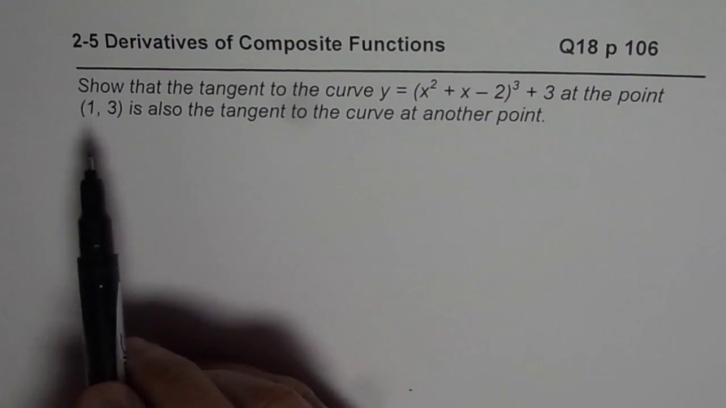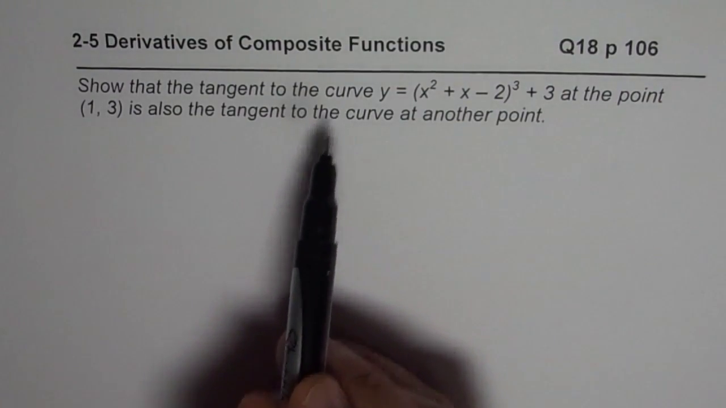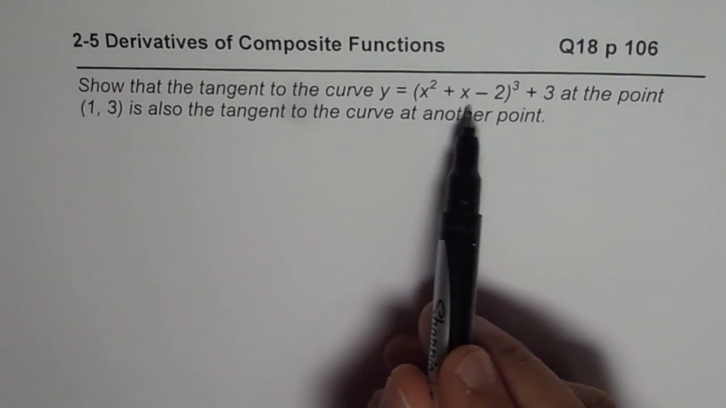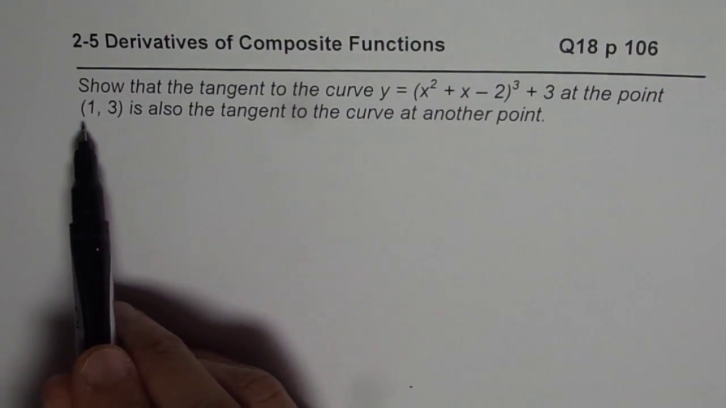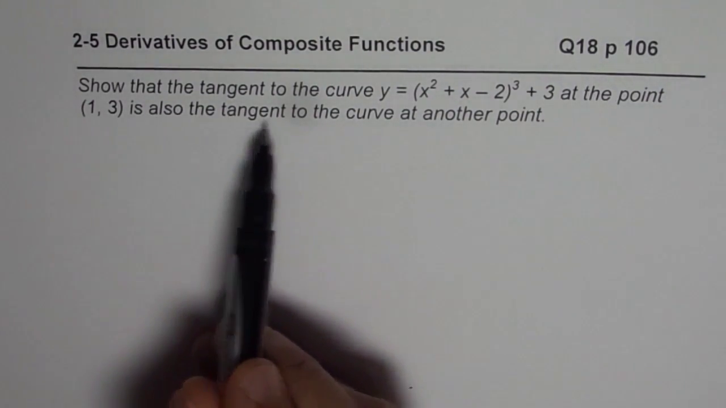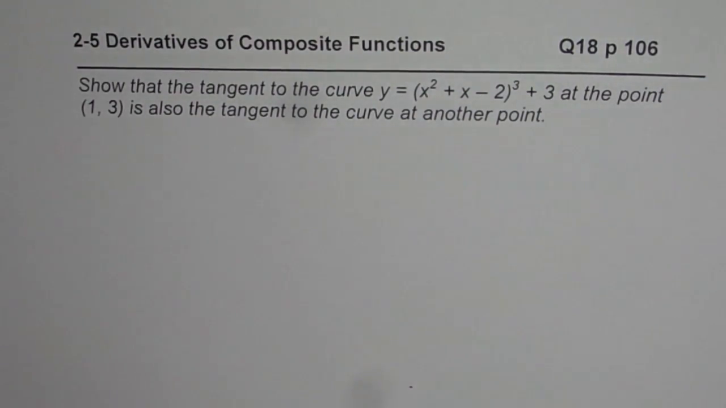The question here is, show that the tangent to the curve y equals (x squared plus x minus 2) whole cube plus 3 at the point (1, 3) is also tangent to the curve at another point. So this is what you need to show.